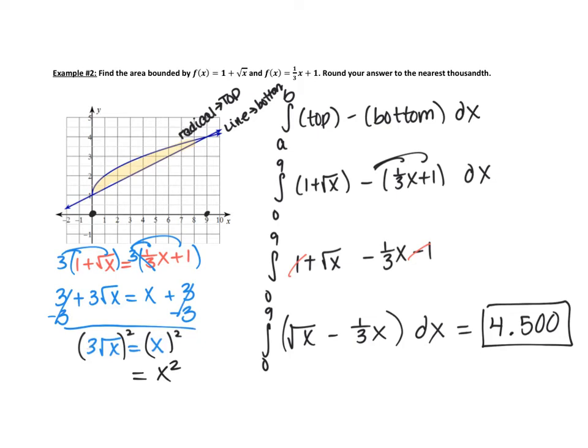So 3 squared is 9. And then when I square radical x, you have to remember that the square and the square root cancel each other out, so I'm just left with x. So I have 9x equals x squared. And then a little algebra, we have to set it equal to 0, so I'm going to move the 9x over to where the x squared is. So I have 0 equals x squared minus 9x.